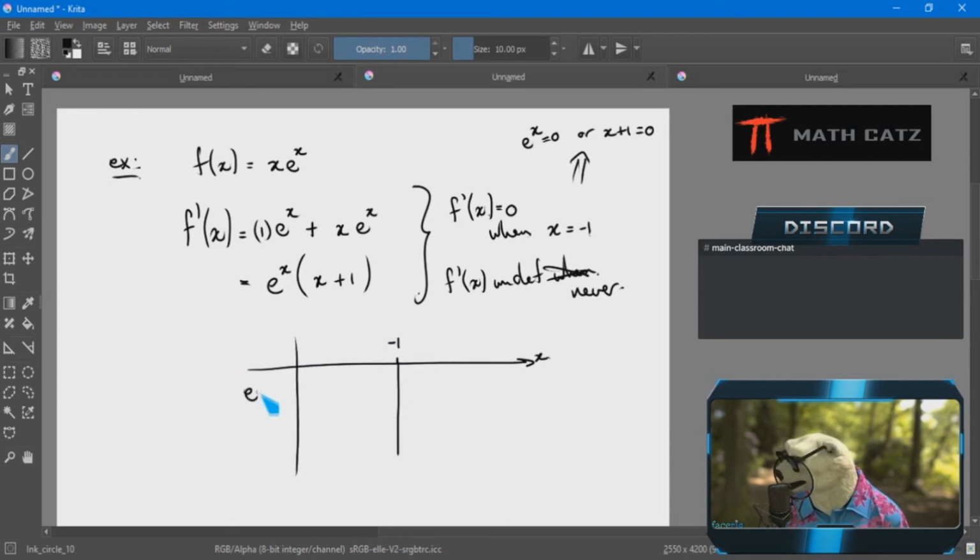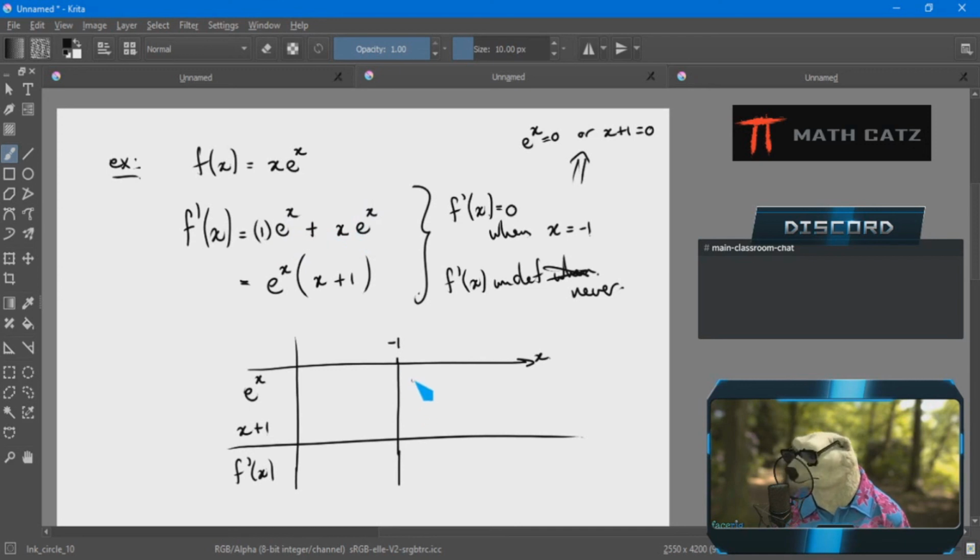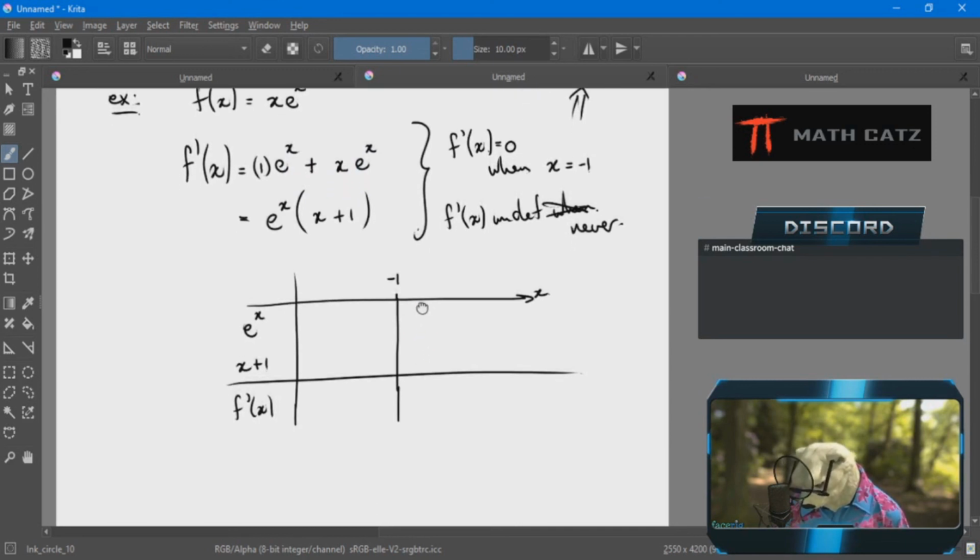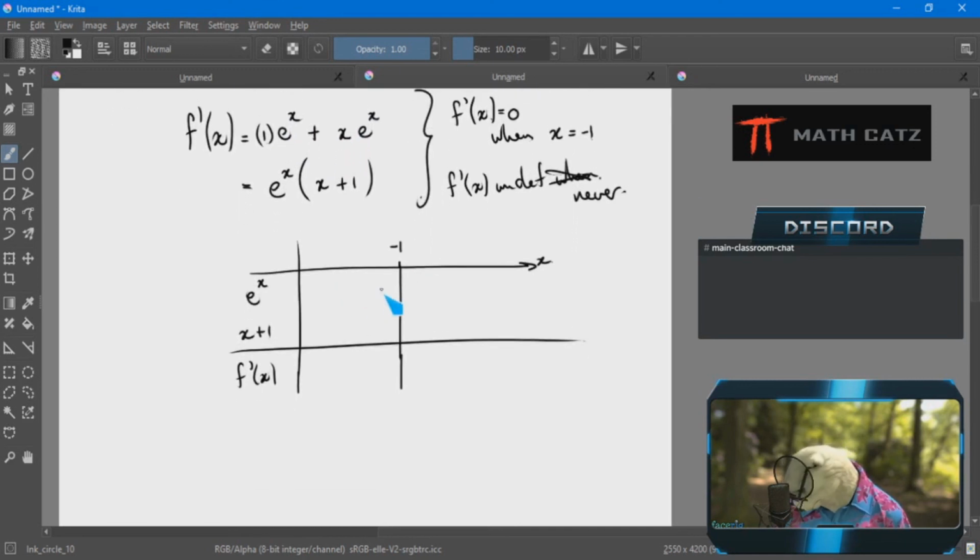So everything I list, e to the x, x plus 1, and they together give me the derivative. It has to be multiplication or division. I could not have taken the top, which had 2 terms. Okay, e to the x, again, I read it off my graph. It's always positive. X plus 1 is 0 when x is -1. It's in multiplication, going to make the derivative 0.